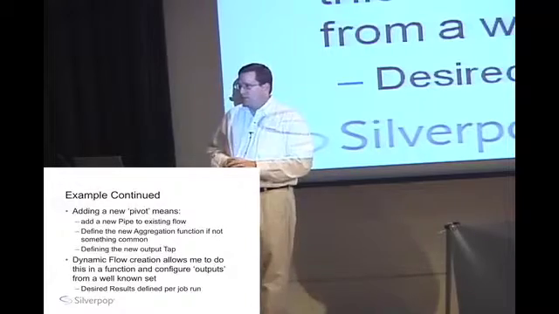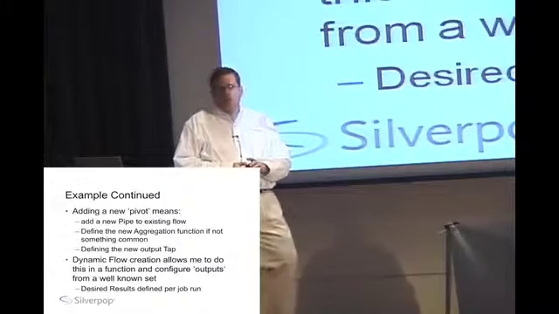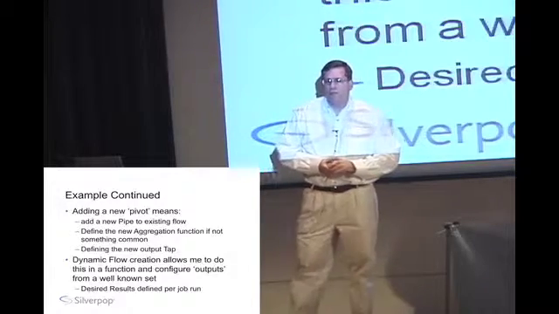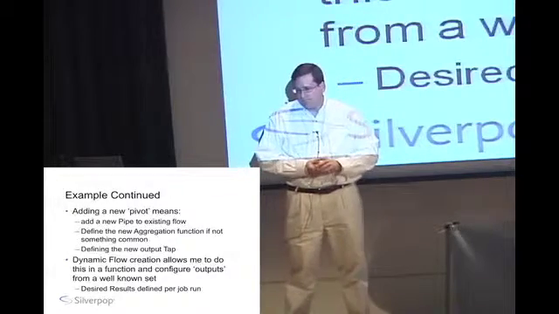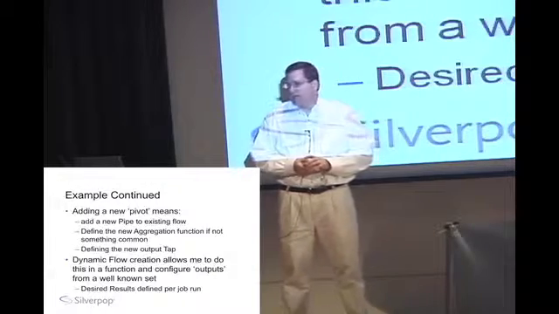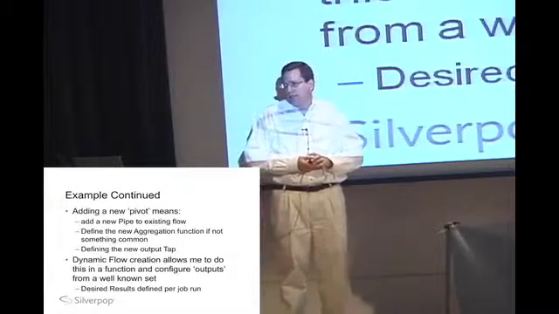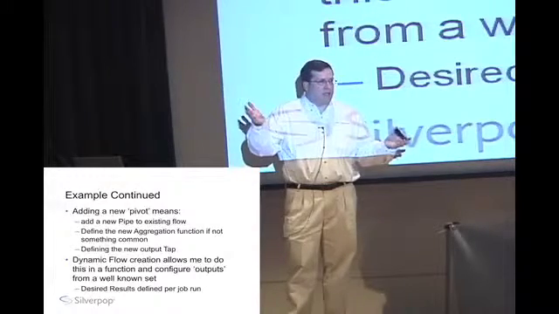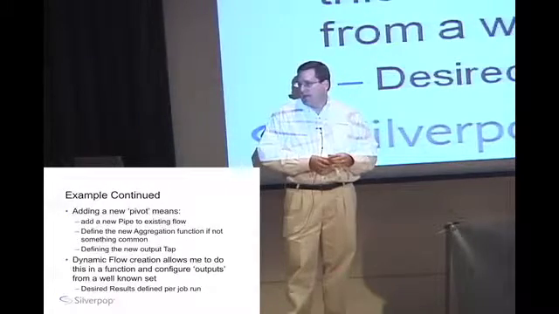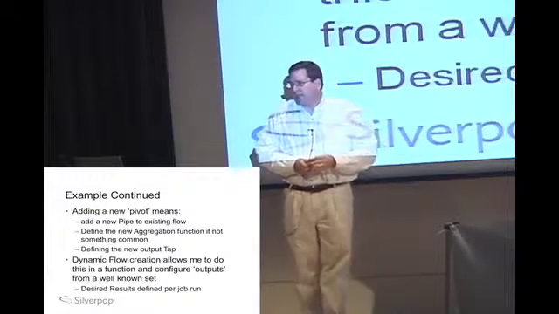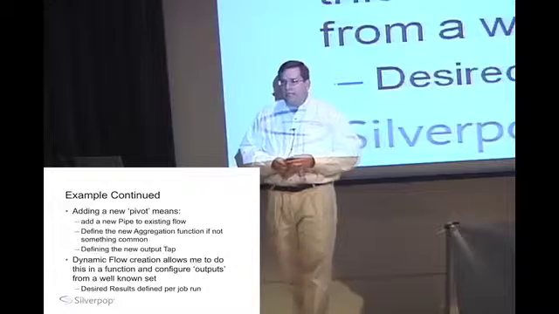So, example, continued. Now the client comes back and says, hey, I've got a new piece of data I want to do a pivot on. So it's total purchase amount, or it's age. All I have to do now is create a new pipe in the existing flow, possibly define a new aggregation if it's not a common thing like a count or a sum, and then define where the new output tap goes. The beauty of cascading is I can do all of this through metadata.